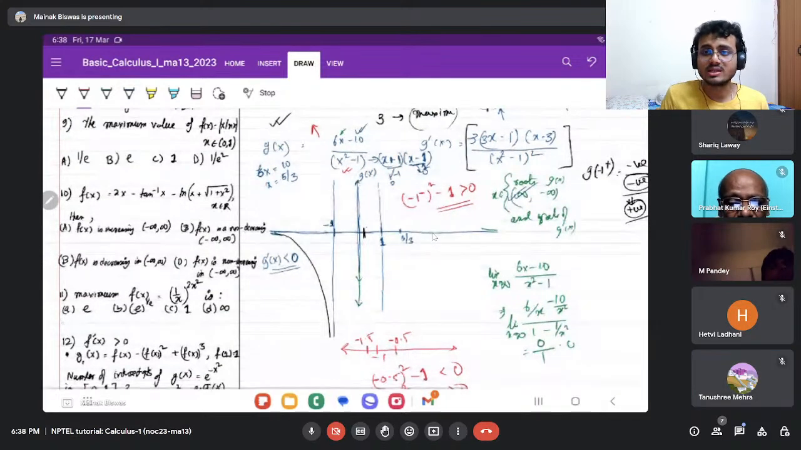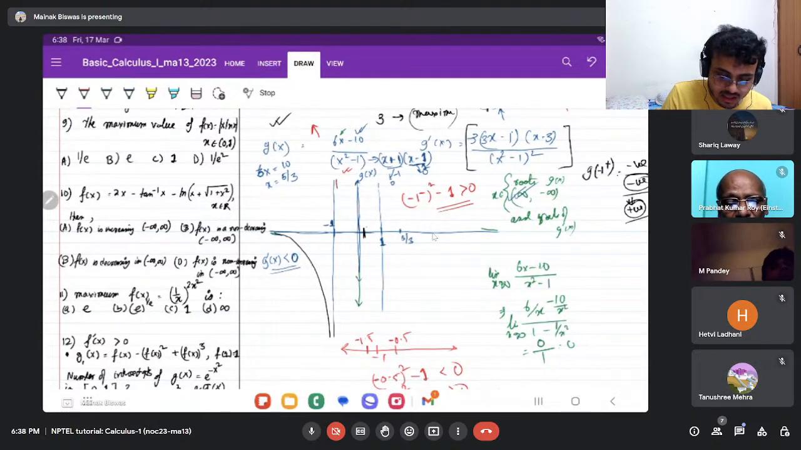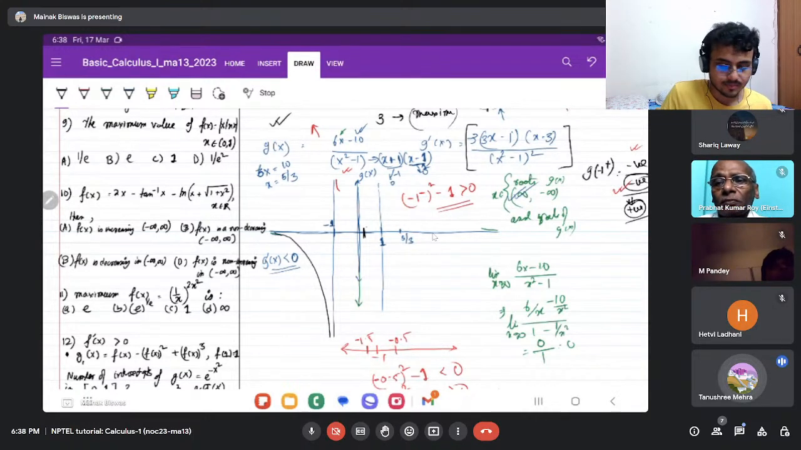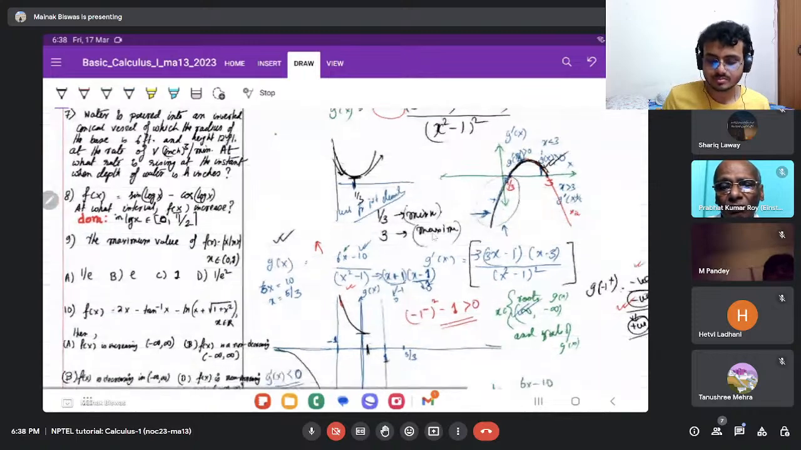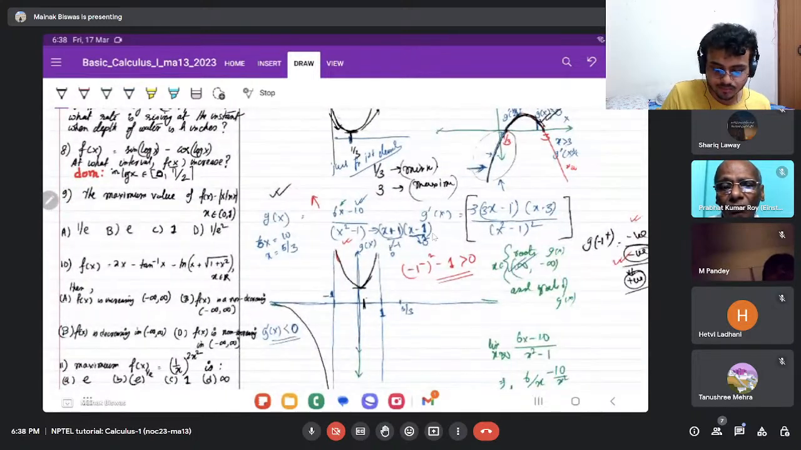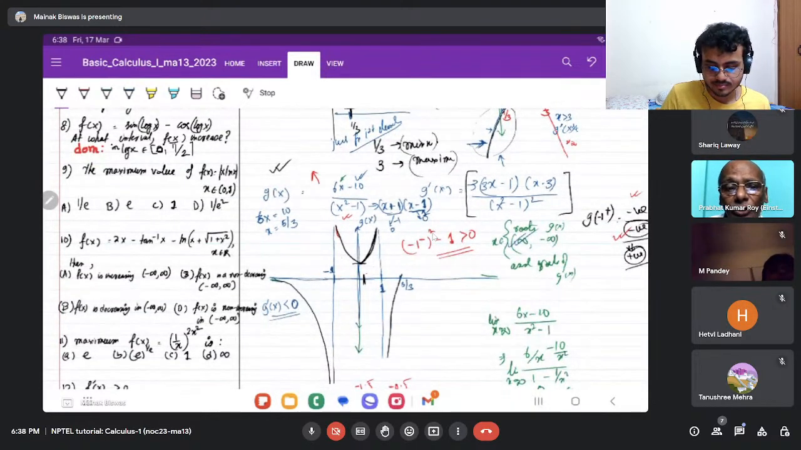Yes, sir, because x square is a symmetric function. Similarly, it will go to positive infinity because both numerator and denominator are negative, right? Yes, sir. It will decrease up to 1 by 3. At 1 by 3, whatever value it has, we have seen, it will decrease. And then from 1 by 3, we have an increasing slope. From 1 by 3 to 3, this is positive, so it will increase. Agreed? Yes, sir. And this is at 3.